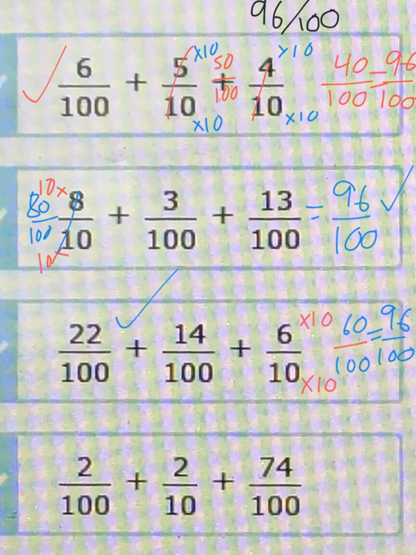And last one down the bottom here, just this fraction in the middle I have to change. Times by 10, times by 10, times by 10. 2 times 10 is 20. 10 times 10 is 100. Adding up, 74 plus 20 is 94. Plus 2 is 96. Equals 96 over 100. Again, all of them work. Sneaky example. Hope that makes sense. Good luck with this section.